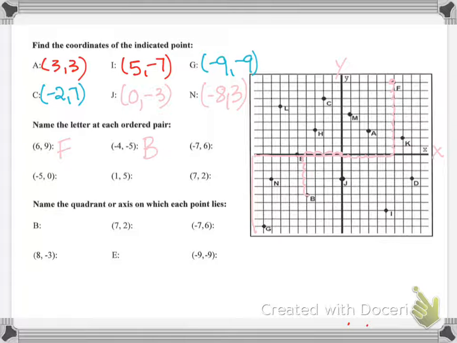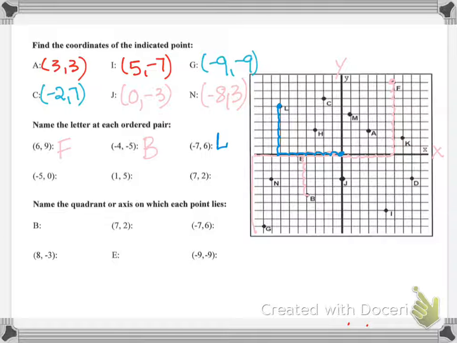The next one is negative 7, 6. Negative 7, starting at the origin, we have to go negative 7, which is back 1, 2, 3, 4, 5, 6, 7. And then 6 is a positive 6, so we're going to go up 1, 2, 3, 4, 5, 6, and you guessed it, that's point L.